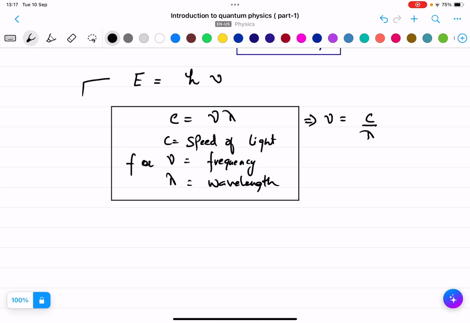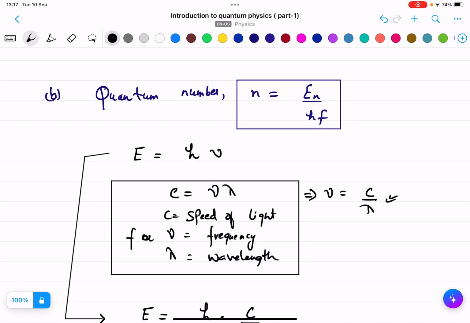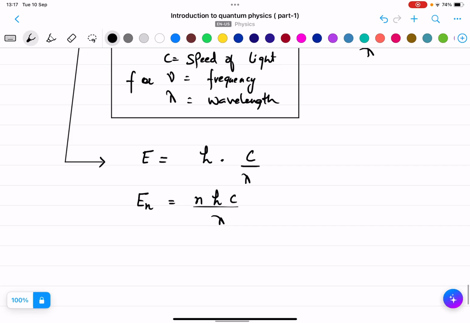Now if I put this value in this formula, what do I write? E equals h, and what is nu? Nu equals c by lambda. So if I need to find En, I can write n h c by lambda, for n numbers. If I need to find n from this formula, En lambda equals nhc, and n equals En lambda by hc.